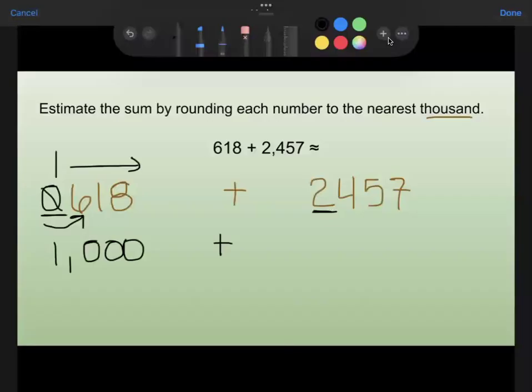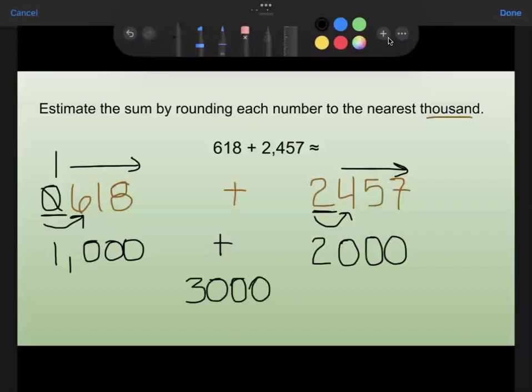For the 2,457, I'm going to look right next to it. And what I see is a number 4. That is not 5 or more. So the 2 is actually going to stay the same. And then the rest of these digits would become zeros. So 0, 0, 0. So the estimate would be us adding 1,000 to 2,000, which would give us 3,000. So that means 618 plus 2,457 is about 3,000.